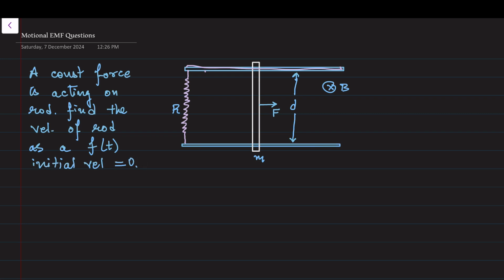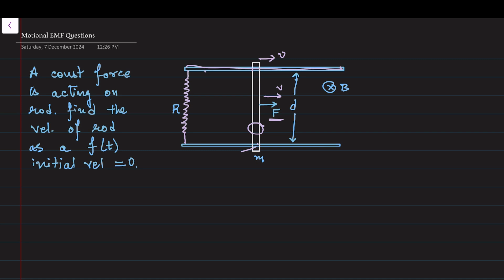It is also mentioned that the initial velocity is 0. So how to proceed with this type of question, I am going to tell you. Because of this force, the conducting rod will start moving and acquire some velocity. Let us say at any time t, its velocity is v. Then this conducting rod is moving with velocity v in a magnetic field which is perpendicular to it.